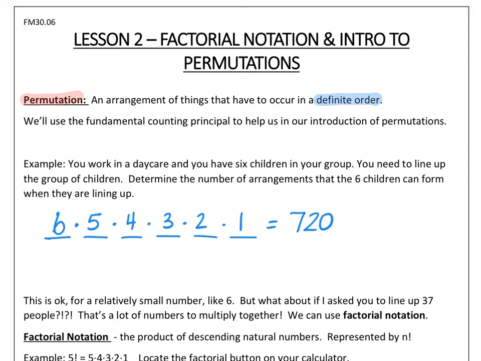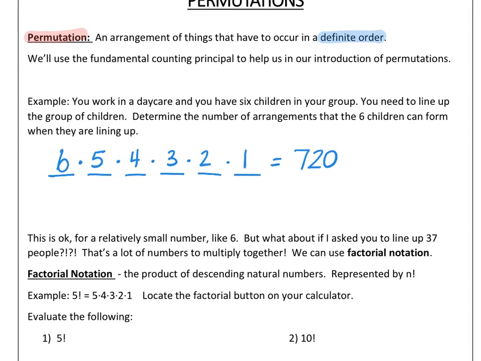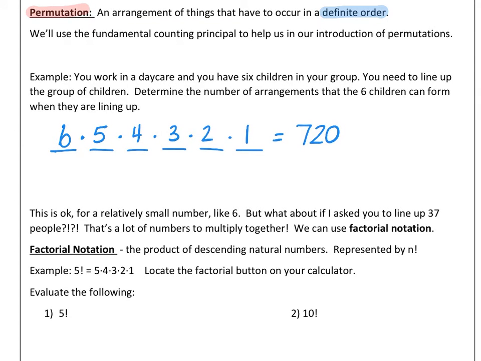Doing it this way is okay for a relatively small number like 6, but what if I asked you to line up 37 people, let's just say, or 100 people? You probably don't want to be doing 37 times 36 times 35 times 34 times 33. There's got to be a quicker way, right? And there is a quicker way, and it's called factorial notation.